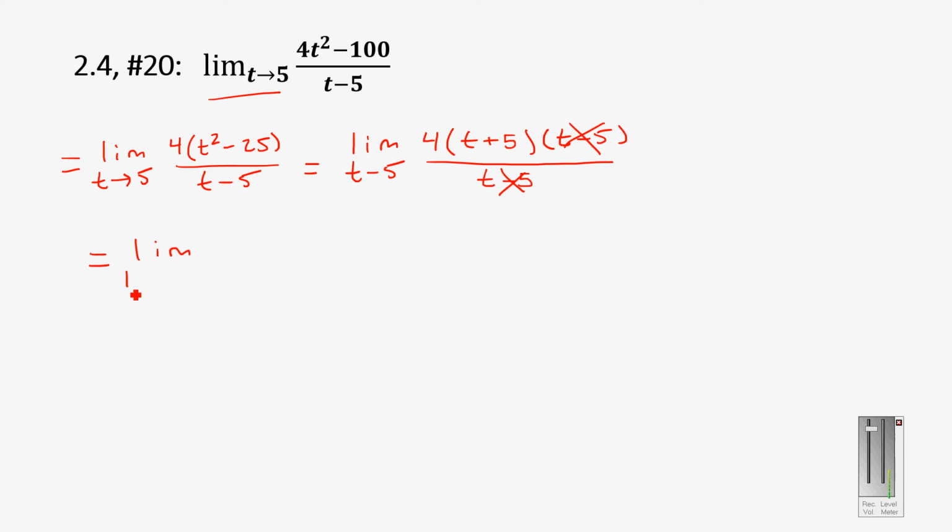and this becomes the limit as t goes to 5 of just 4 times t plus 5, which would be equal to, let's see here, limit as t goes to 5, so I'm going to substitute in a 5 there, 4 times 5 plus 5, which is equal to 4 times 10, which is equal to 40. That's going to be my limit right there. And that's 2.4, number 20.